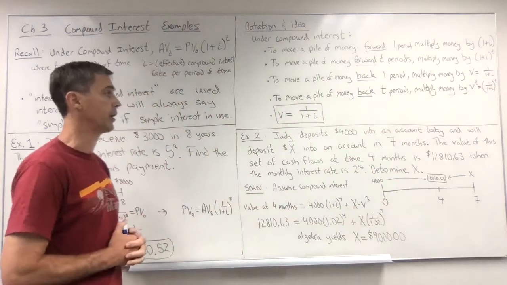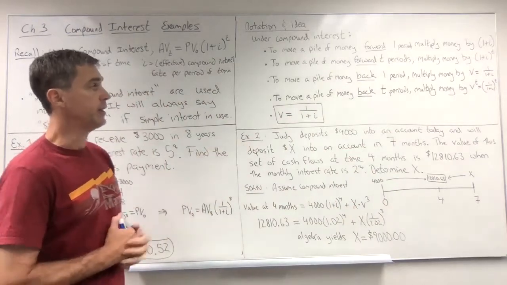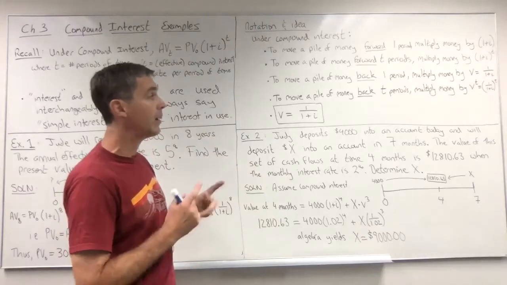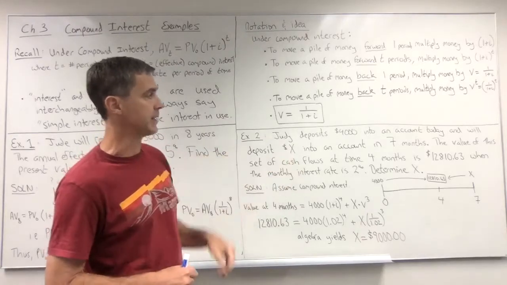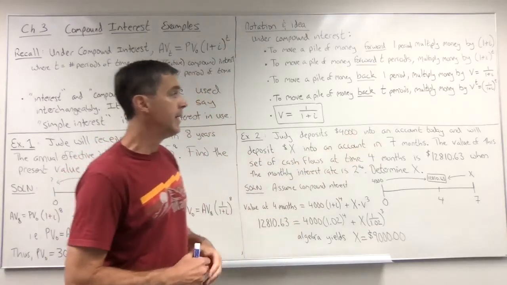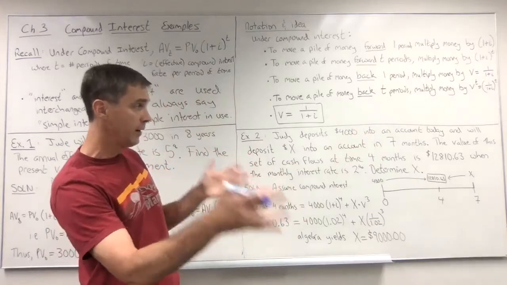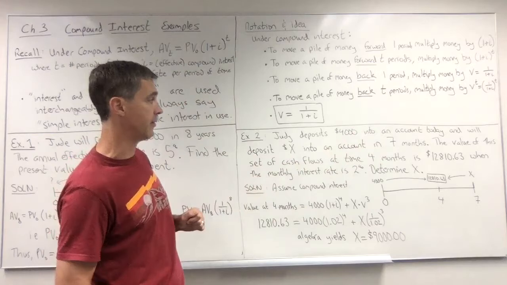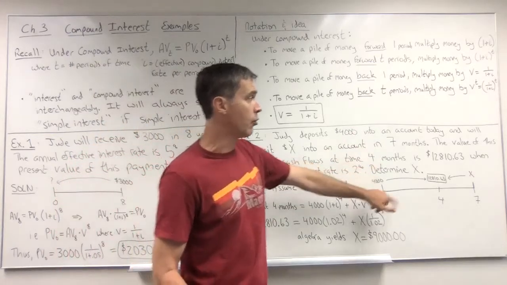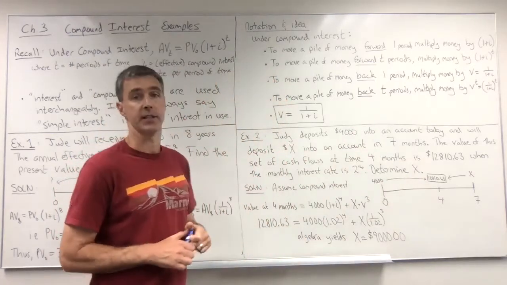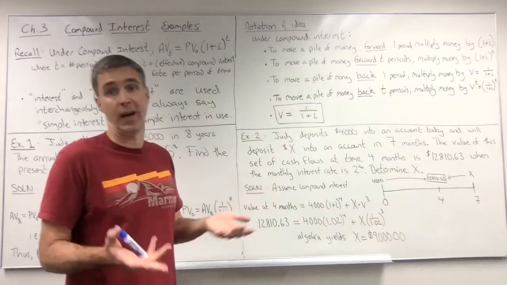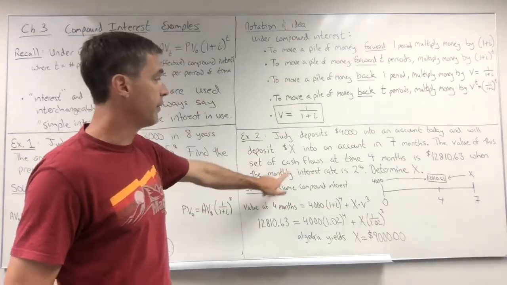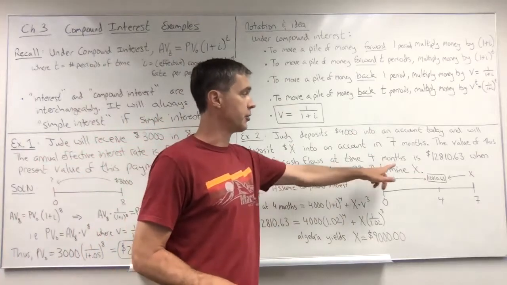So here's an example of how we can use this. Judy deposits $4,000 into an account today at time 0, and will deposit an unknown amount X into the account in 7 months. Now, the value of these two deposits, this set of cash flows, 4,000 at time 0, X at time 7, at time 4 is $12,810.63. How do we know this? I don't know. It's a made-up problem. We also are told the monthly interest rate is 2%, and we would like to determine X.